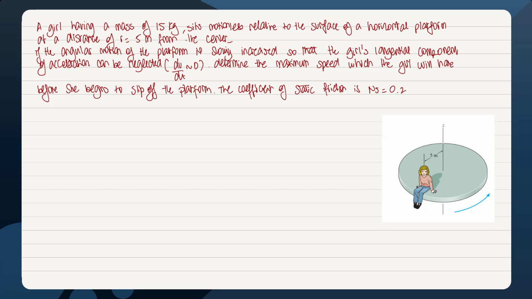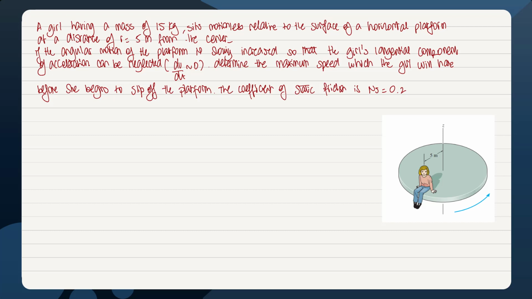If the angular motion of the platform is slowly increased so that the girl's tangential component of acceleration can be neglected, so we can assume dv over dt is close to 0, determine the maximum speed which the girl will have before she begins to slip off the platform. The coefficient of static friction is mu s equals 0.2.